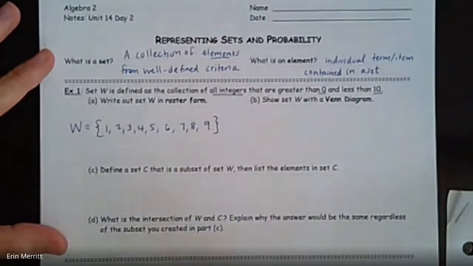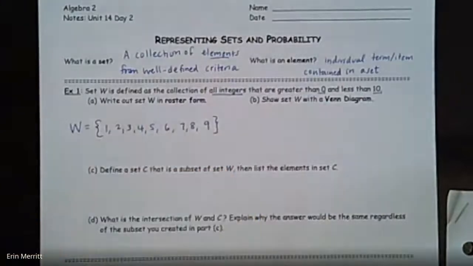So what would be an element then? An element would be each individual number. So 1 is an element of the set, or 2 is an element of the set.